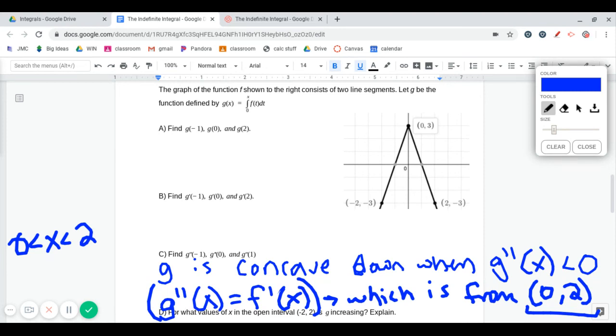So that's your reasoning. This is using the fundamental theorem of calculus to analyze graphs, and really the relationship between derivatives and integrals. So that's it for this video.